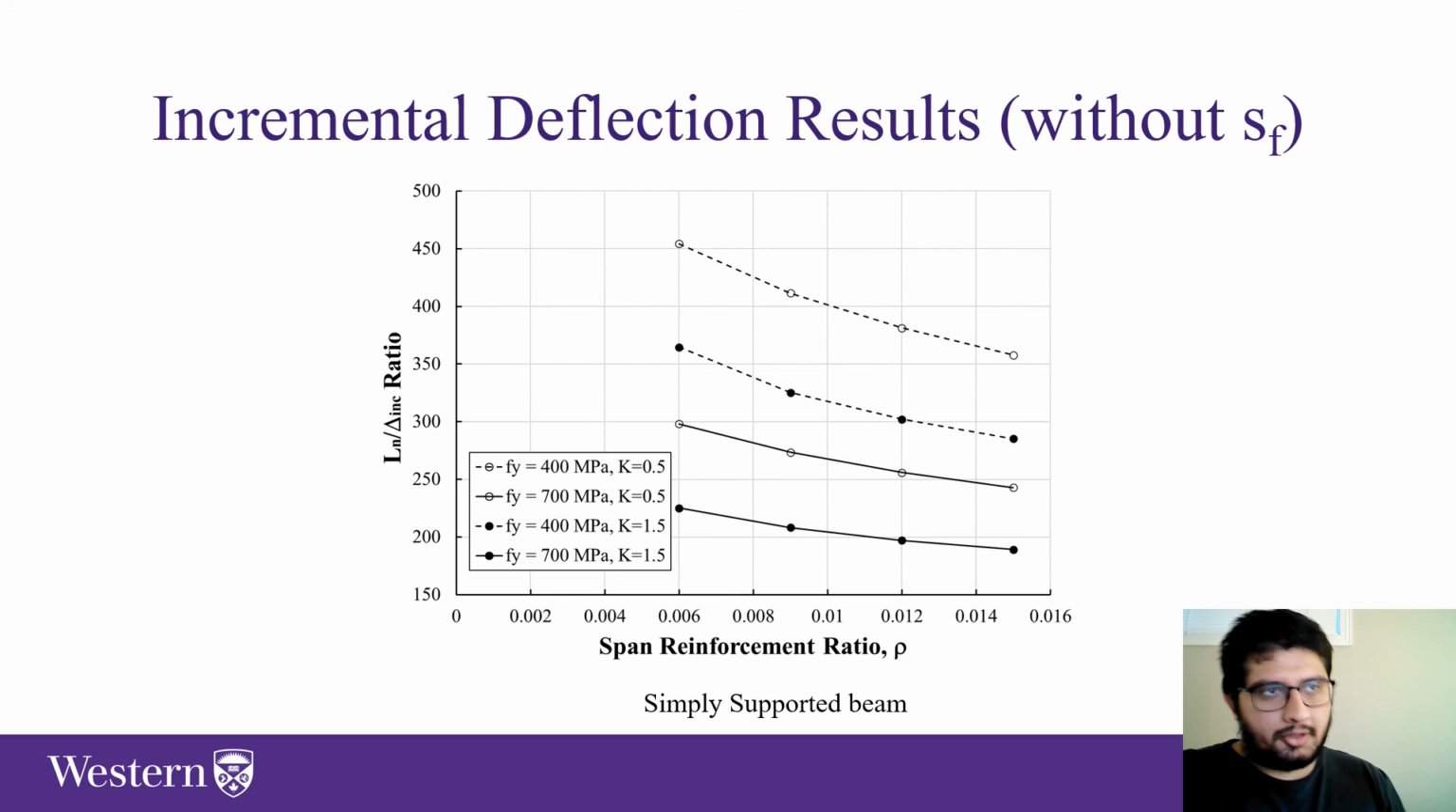And again, on the vertical axis here, we have the effective span length to incremental deflection ratio. On the horizontal axis, we have the span reinforcement ratio. And because the A23.3 ratio limit is 240, we are getting ratios which are 200, which makes the deflections unserviceable. Therefore, we can conclude that S sub f is important to get serviceable deflections.